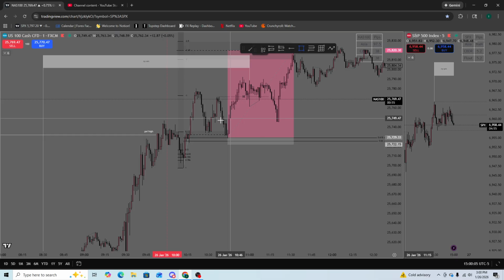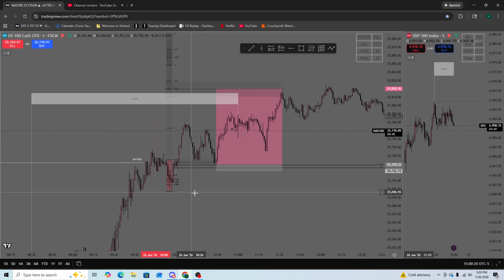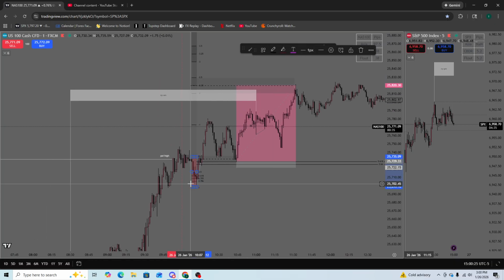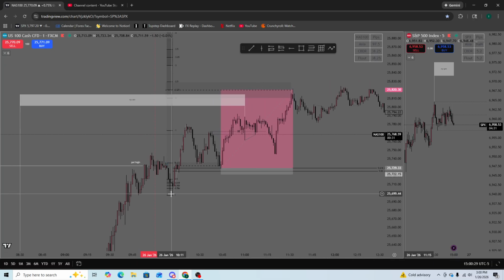We have this accumulation right here, and then we get this distribution. We have this accumulation. Then we get this distribution, this leg down, right? That's how we're marking our STDV, which is basically our targets or reversal zones, right?